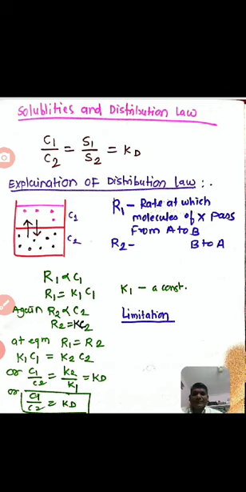One of the limitations is constant temperature. Temperature is kept constant throughout the experiment. Second limitation, the molecular state of the solute is the same in the two solvents. The law does not hold if there is association or dissociation of the solute in one of the solvents.